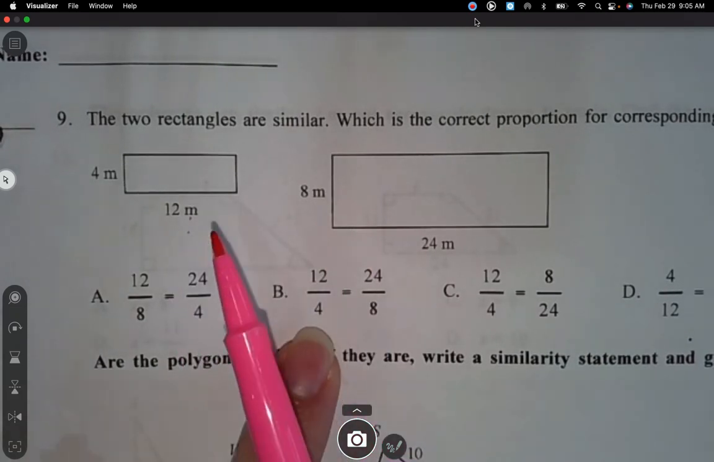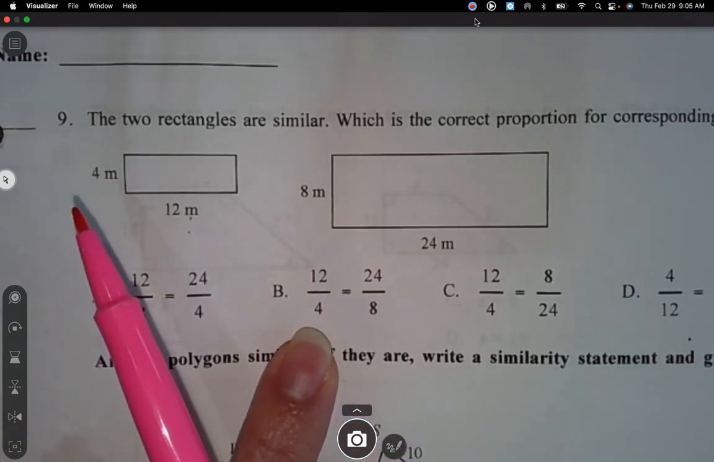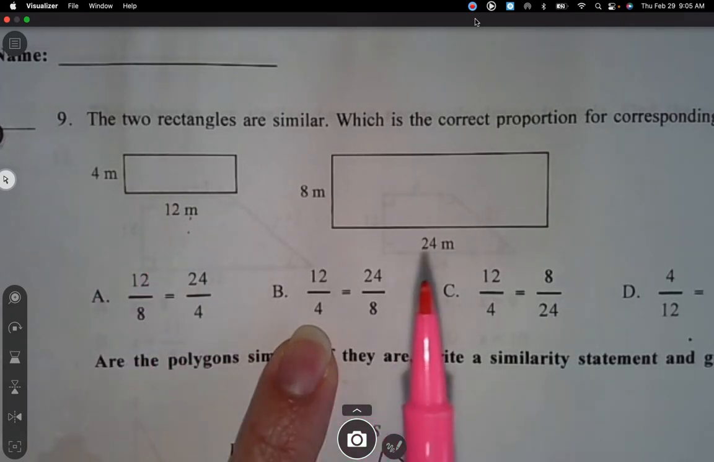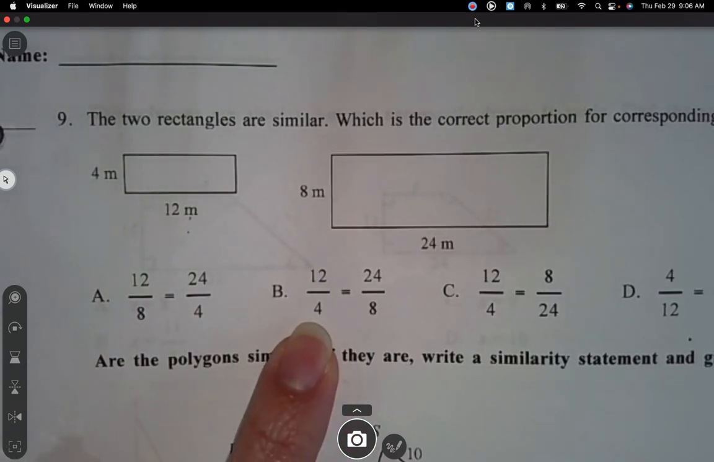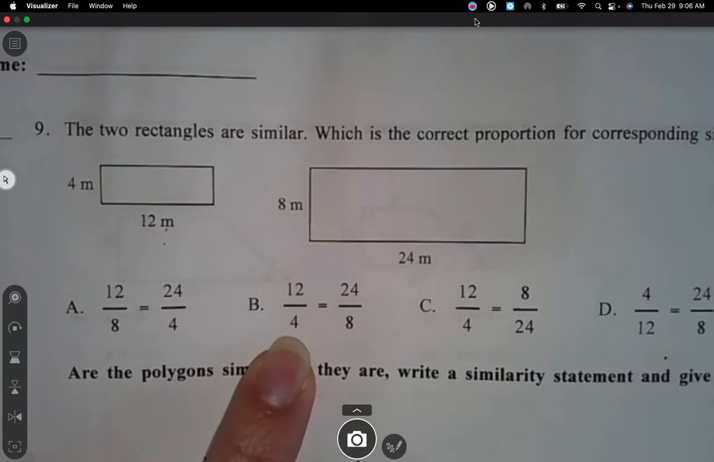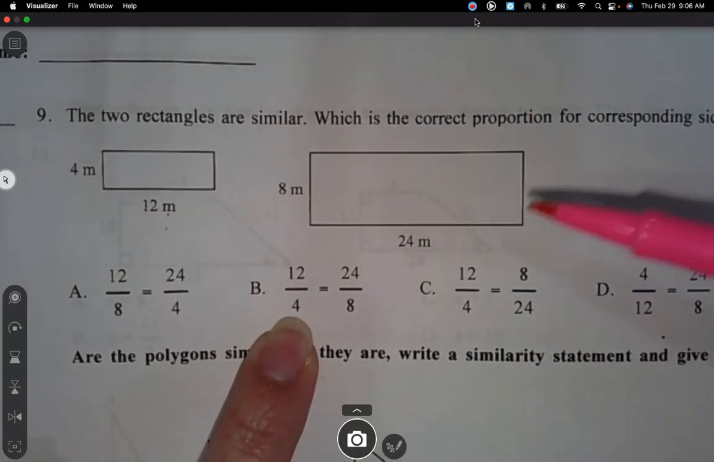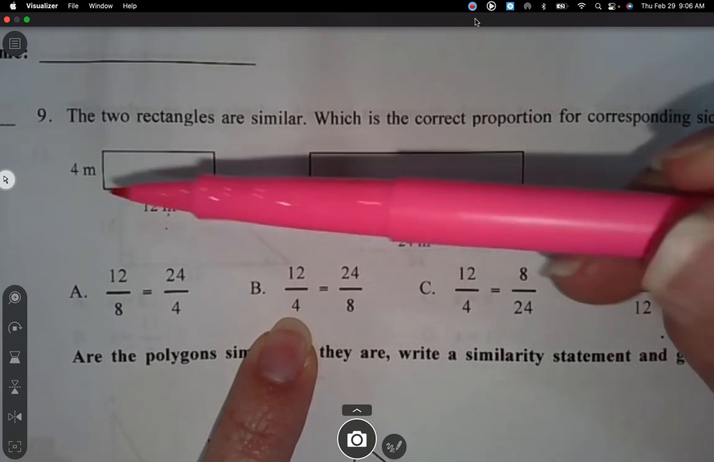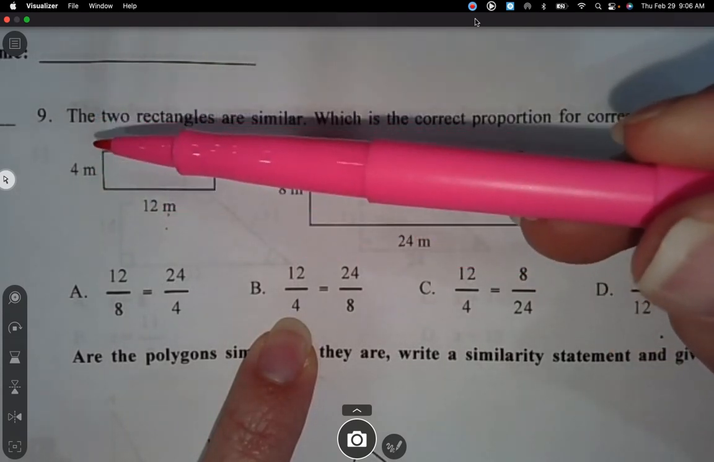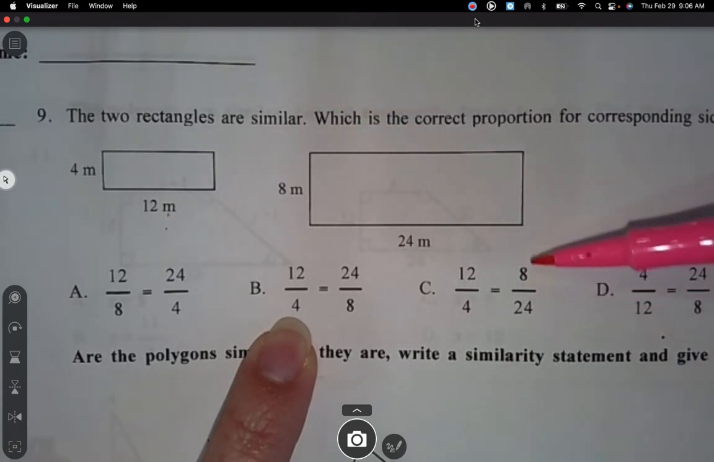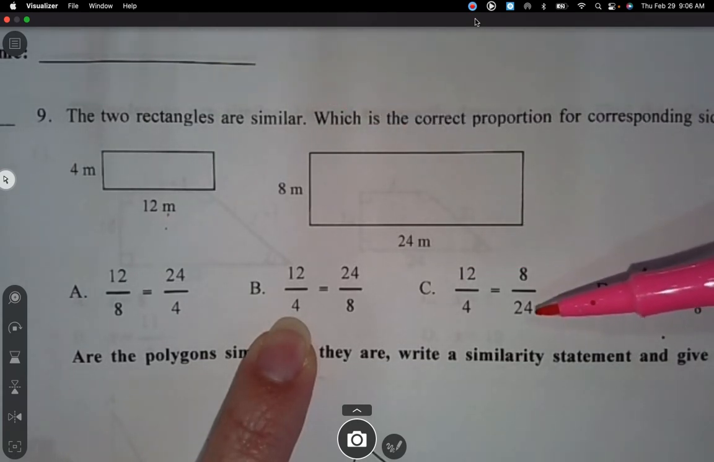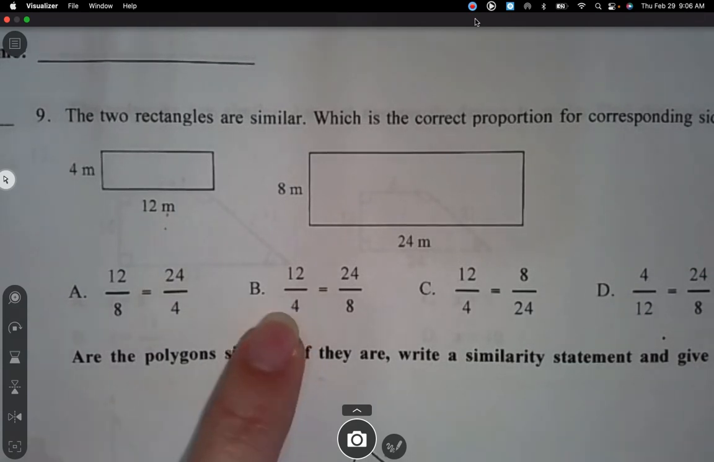Okay, if I go from 12 to 4, on the other one, what must I go? In the same direction. 24 to 8. Does that one match up okay? It does. That is a proportion that is okay to use. All right? Like this one doesn't work because if I go 12 to 4, long side to short, what do I have to do over here? 24 to 8. That one doesn't work. It didn't go in the same way. Okay? So your answer is B. Does that make sense? It does? Okay.